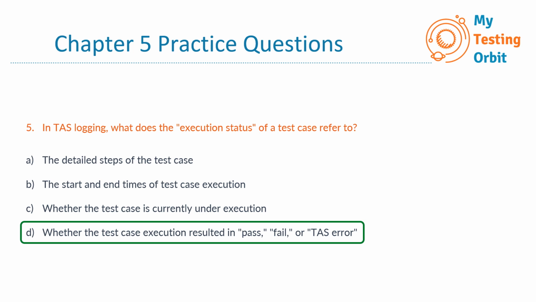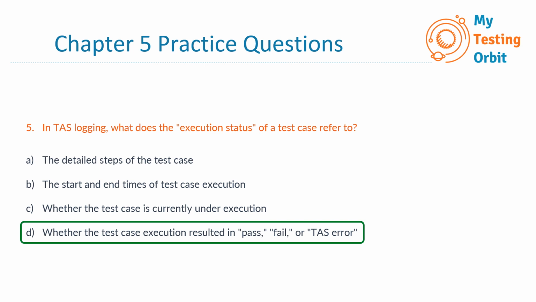Then we have option B, the start and end times of test case execution. Okay, so the execution status does not refer to the start and end times of test case execution. While tracking execution times is essential for performance evaluation, it is not the primary meaning of the execution status.